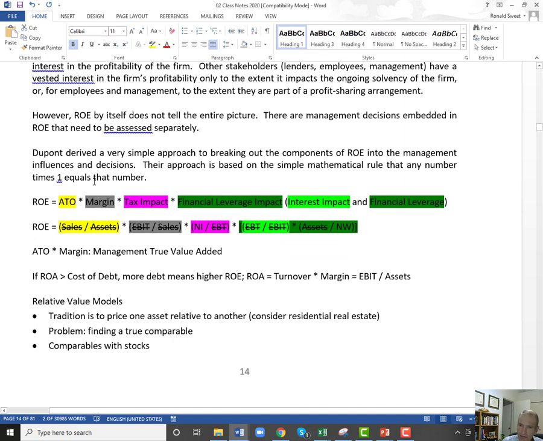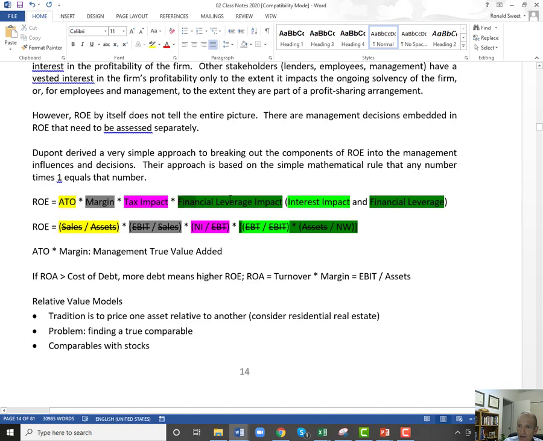So you would think, well, a firm with high ROE, high return on equity, must be doing well. But the problem is, return on equity includes a lot of stuff. It's a combination of stuff. Some of the things in return on equity are really, really good, like asset turnover and margin. Higher is better, so if that's driving ROE up, that's good. Some things are bad though.